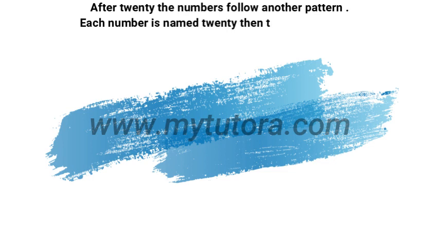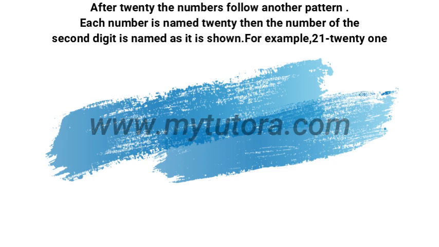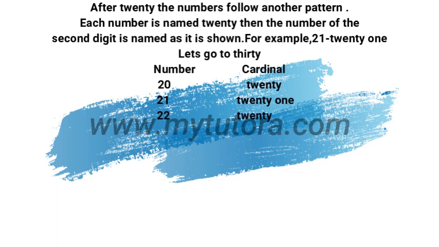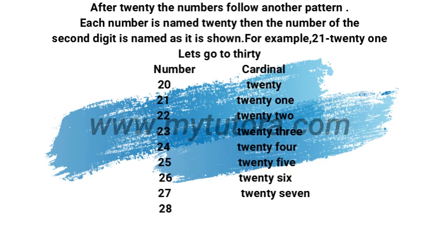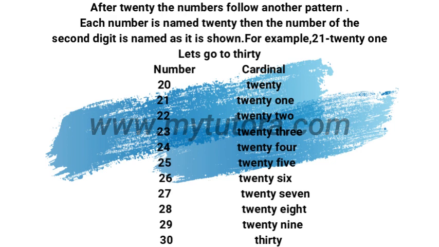After 20, the numbers follow another pattern. Each number is named 20, then the number of the second digit is named as it is shown. For example, 21. Let's go to 30. 20, 21, 22, 23, 24, 25, 26, 27, 28, 29, 30.